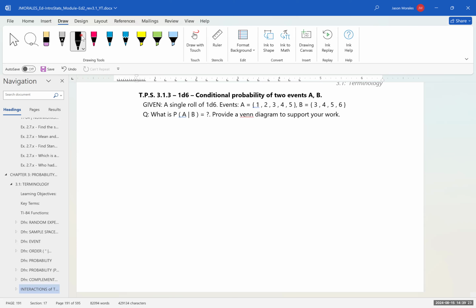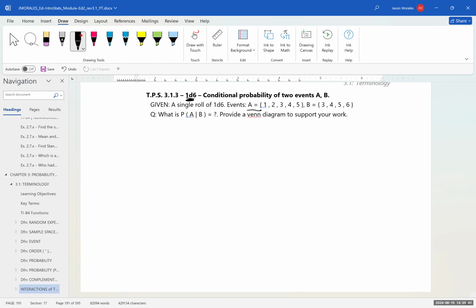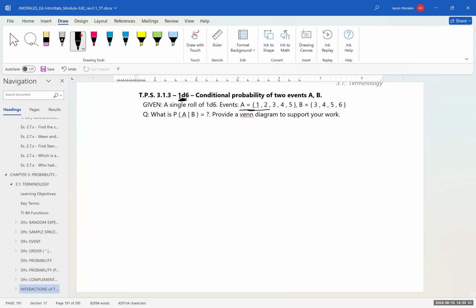Okay, so this is, again, conditional probability of two events. Trying to keep it simple to understand the concept by just using the experiment of the single roll of a six-sided die. And so we've got two events, event A, which is going to be equal to 1, 2, 3, 4, and 5. And event B is going to be an outcome of 3, 4, 5, and 6 on a six-sided die. So the question is, what is the probability of A given B occurs first? So let's provide a Venn diagram to support this work.